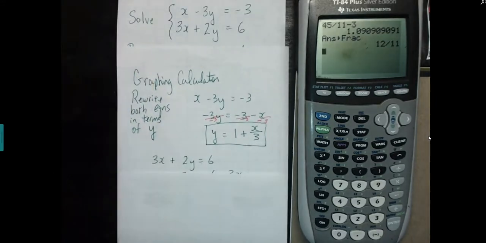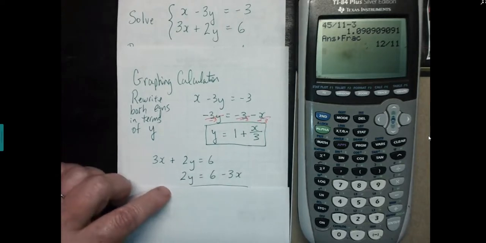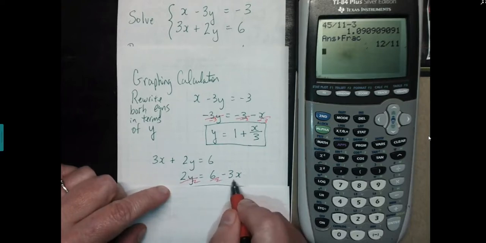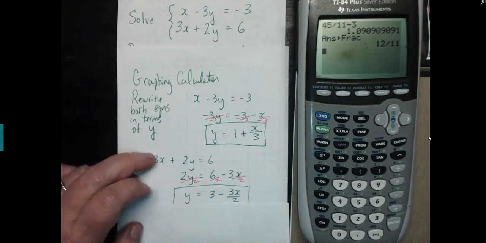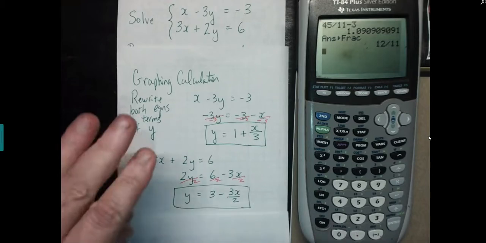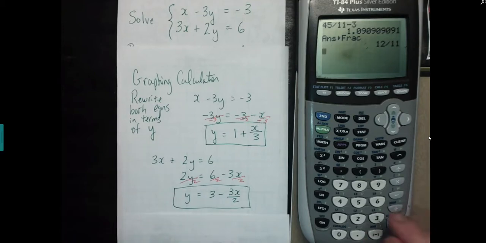and I got to do the same for the second equation. So I'm going to subtract 3x from both sides. And then to get y by itself, I need to divide everything by positive 2. So I'll get y equals 3 minus 3x over 2, or 3/2 times x, however you want to write it. Now, I've done that. Now I can put them into my graphing calculator.